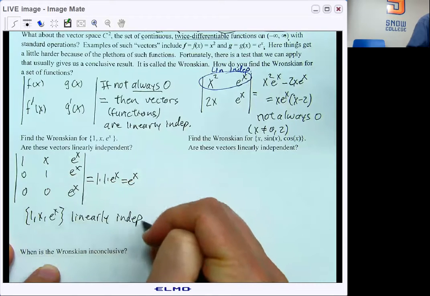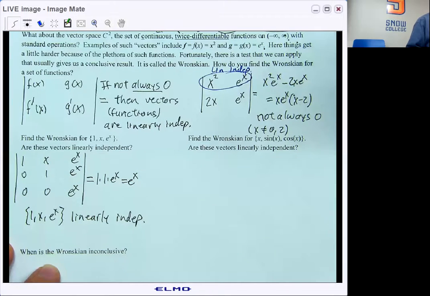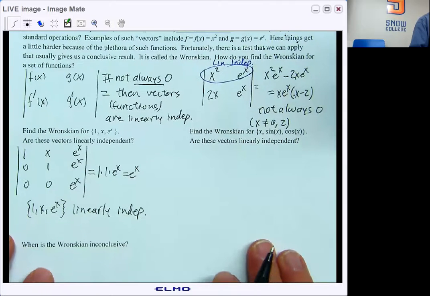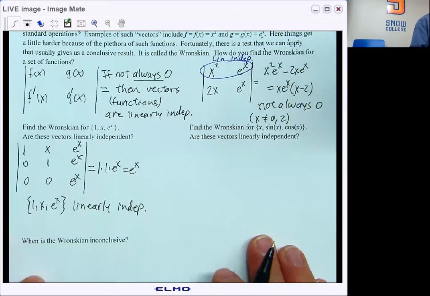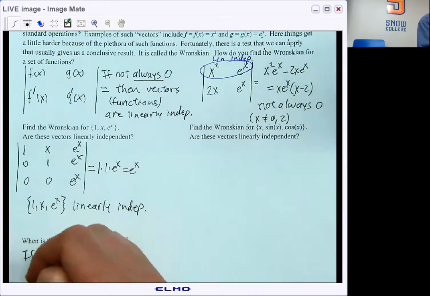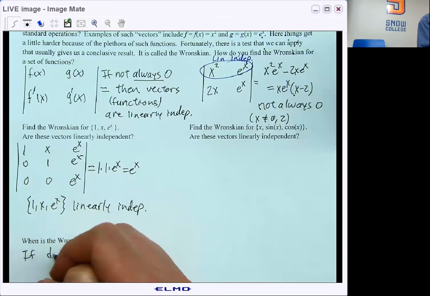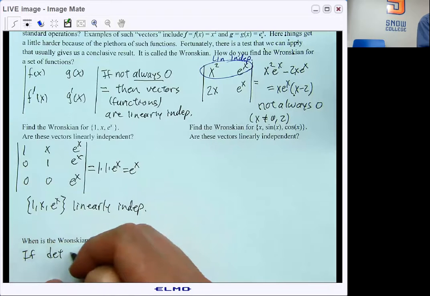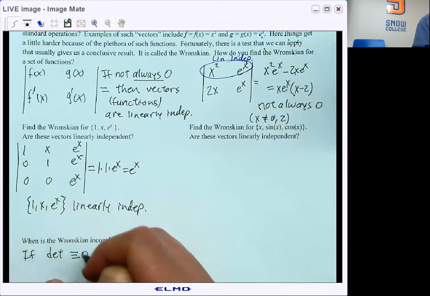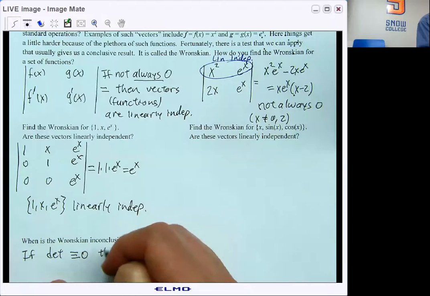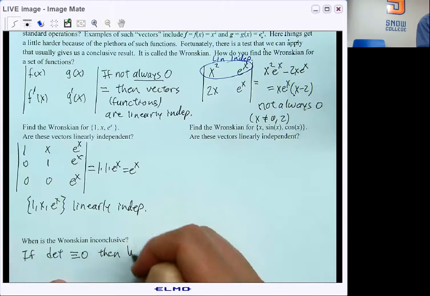Therefore, we can say that 1, x, and e to the x as a set are linearly independent. Now, one thing: the Wronskian does have a slight Achilles heel. If we do the determinant, and the determinant is always equal to 0, then the Wronskian test fails.